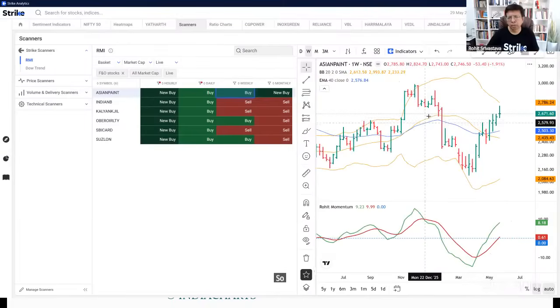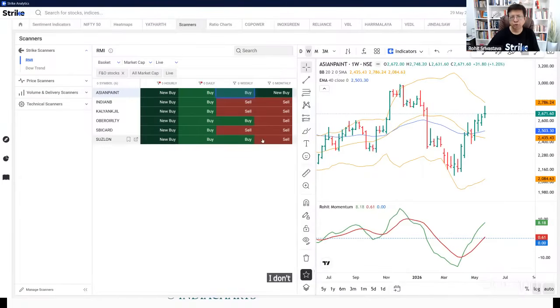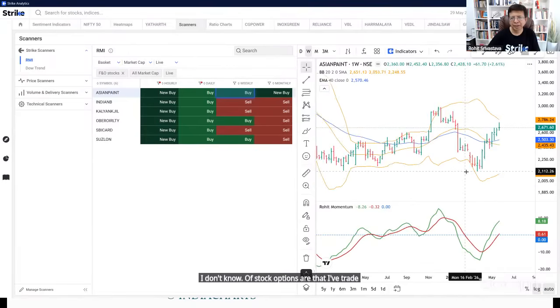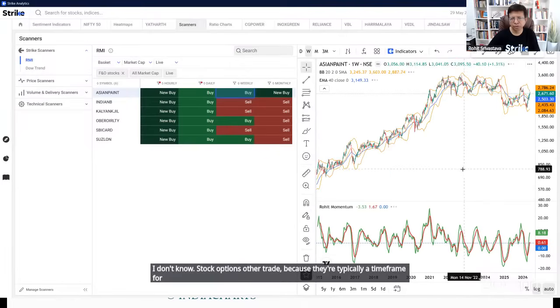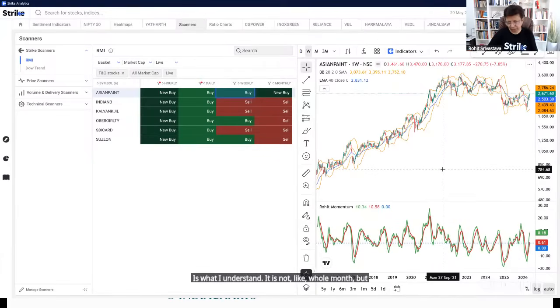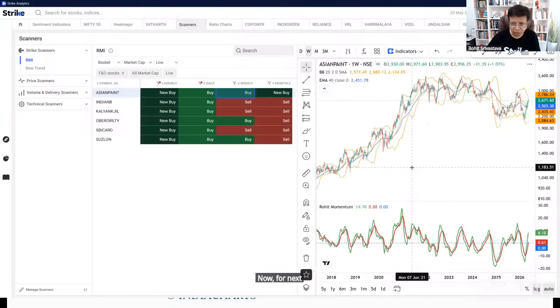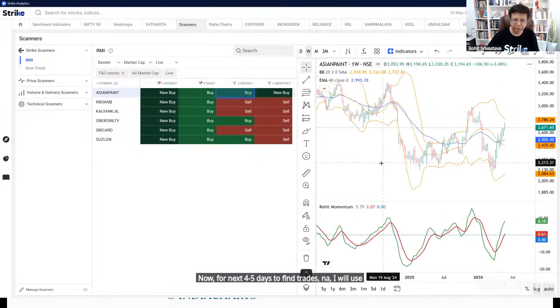So see, you're talking about stock options now. So we are not talking about Nifty. If you are trading stock options, typically the time frame for trading stock options is 3 to 4 to 5 days or 10 days maximum. It is not like a whole month, but yeah, you have to buy monthly options.